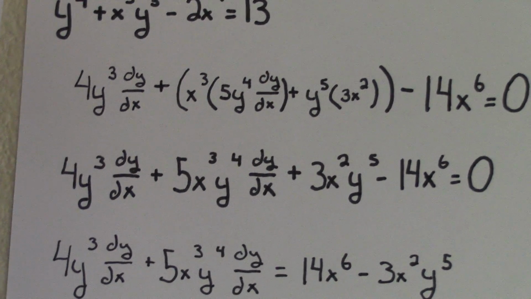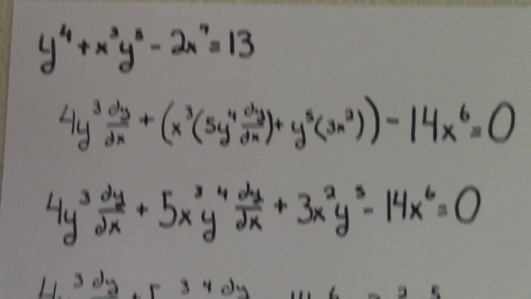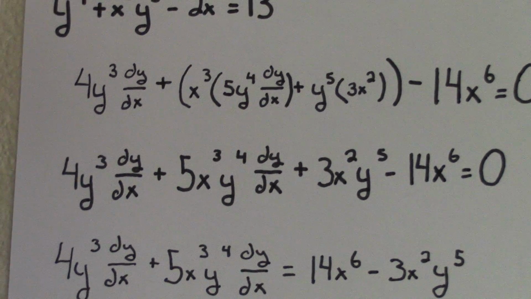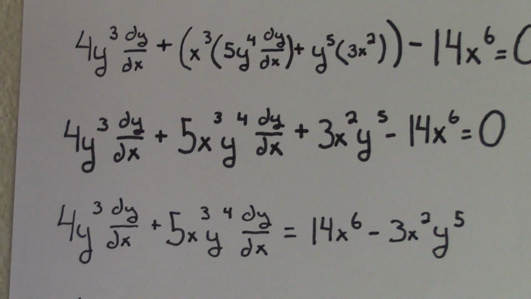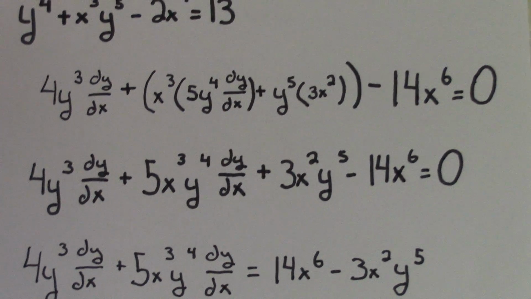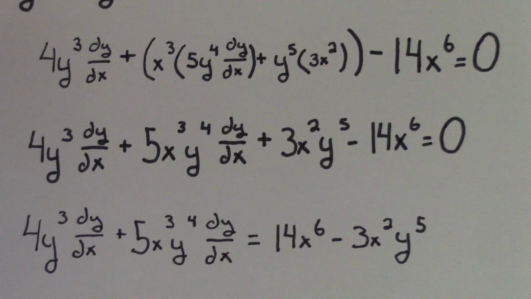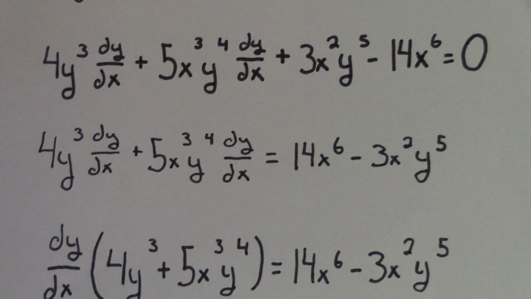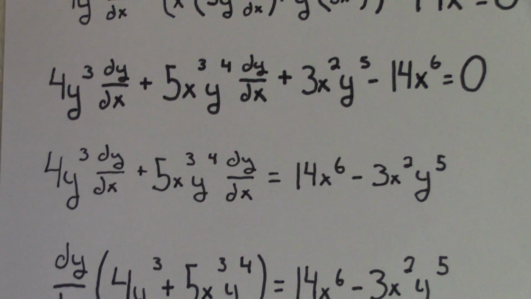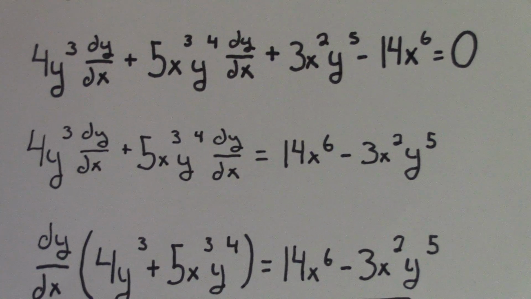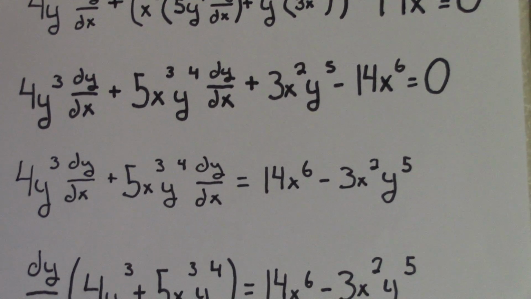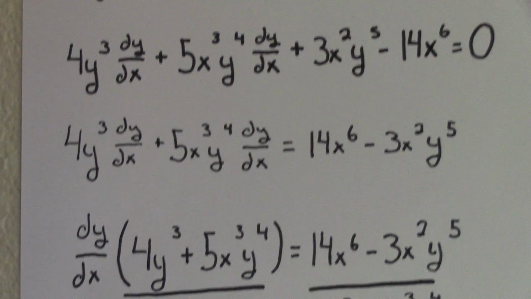So next I just multiplied everything to get rid of the parentheses, so it all becomes one term. The only thing that changed was the middle section where I had to use product rule, which becomes 5x to the 3rd y to the 4th dy/dx plus 3x squared y to the 5th. Otherwise everything else is kept the same. The next thing I did was move the 3x squared y to the 5th and 14x to the 6th to the other side to separate the dy/dx terms from the just numerical and xy terms.